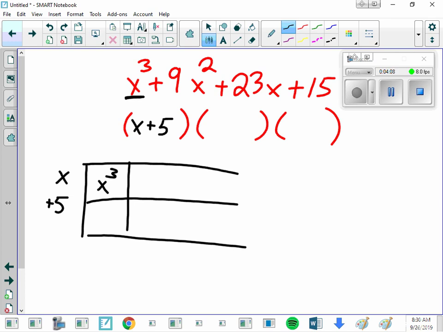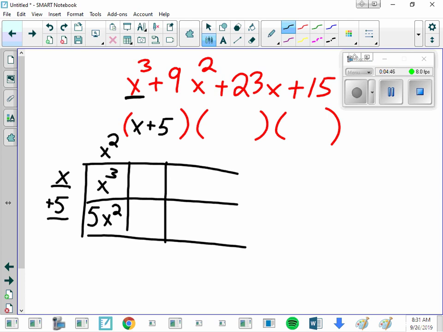Now we remove an x from x to the third, which gives me x squared. So in that square, I have x times x times x, which is x to the third. I take one of those out to the side, which means there are 2 on top. What's next? I take the x squared and I multiply it by 5, and I get 5x squared. Okay. We add a column.